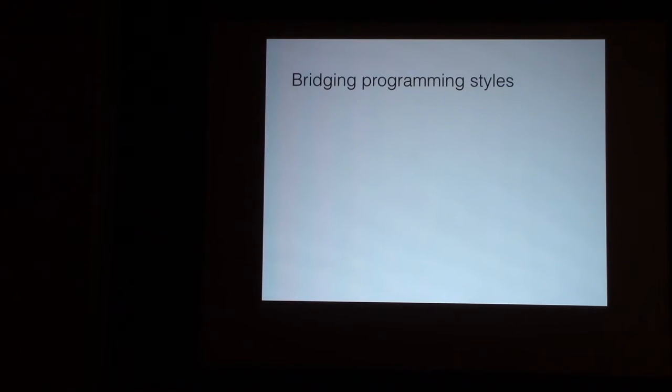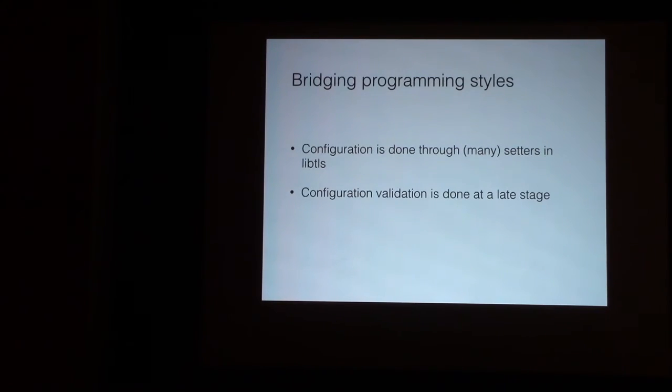So one of the big challenges with this binding is to bridge the programming styles. Like I said earlier, in libtls, configuration is mostly done through many setters on the configuration structs. The configuration is actually validated at a very late stage, that is when you apply the configuration to a context. And OCaml libraries usually rely on types and then an argument, optional or named, to make it easier to not go wrong.